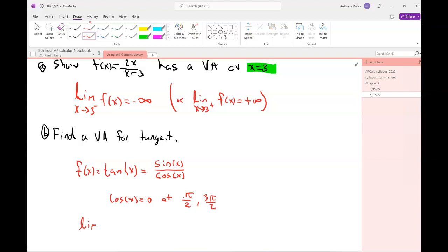So we can say the limit then as x approaches pi over 2. So let's just say x equals pi over 2 is a VA. That's what we're going to try to show then, right?